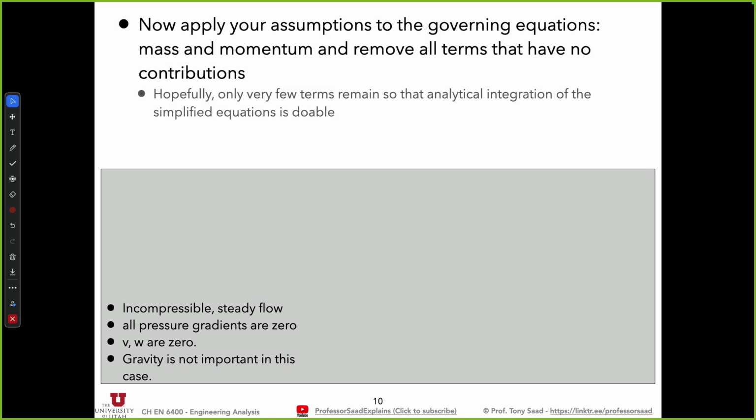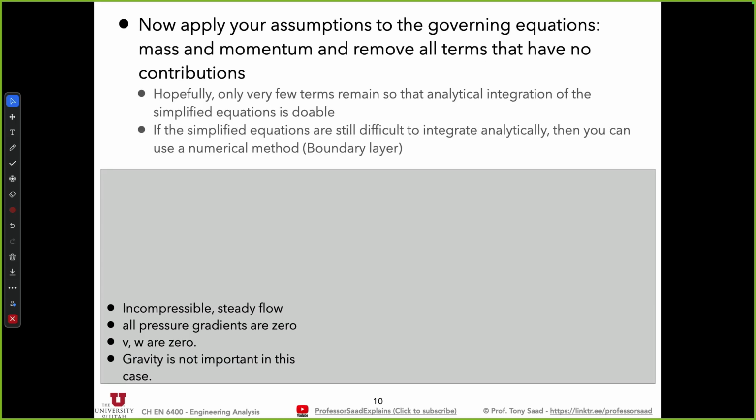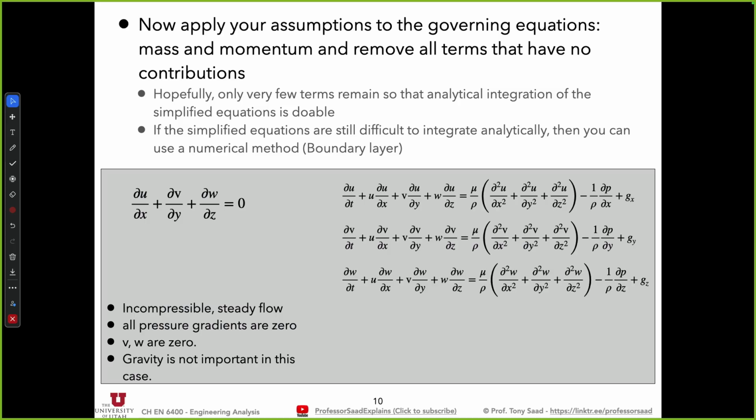Your objective, like I said, is to eliminate the nonlinear terms and the unsteady terms. Hopefully as you go through, you can reason your way to eliminate those terms. So let's see how this is going to work. And hopefully the simplified equations are going to be linear. So we have our continuity equation, div u equals 0, and we have the three momentum equations.